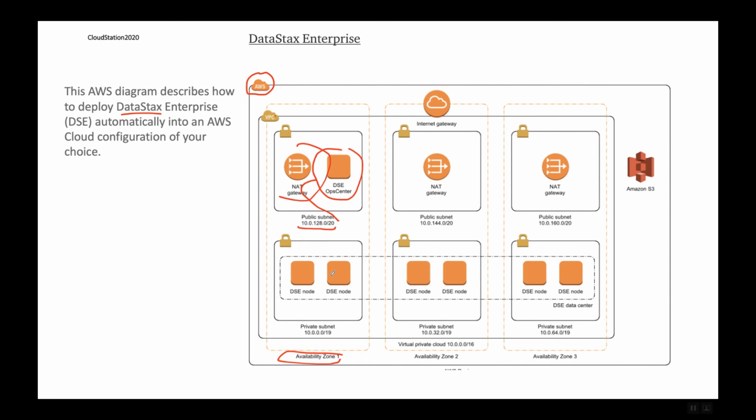Then you have a DSE node in a private subnet. So in this and this, you have your services running. Okay, think like this. And then in availability zone 2, you have a NAT gateway. You do not have a DSE ops center, and then this is running. Okay, private subnet. So basically, at the AWS level, you're providing the redundancy.